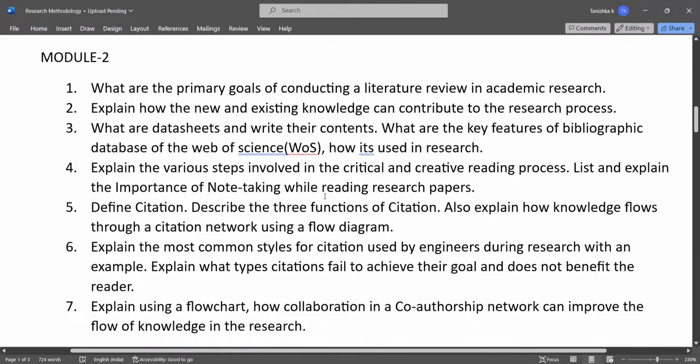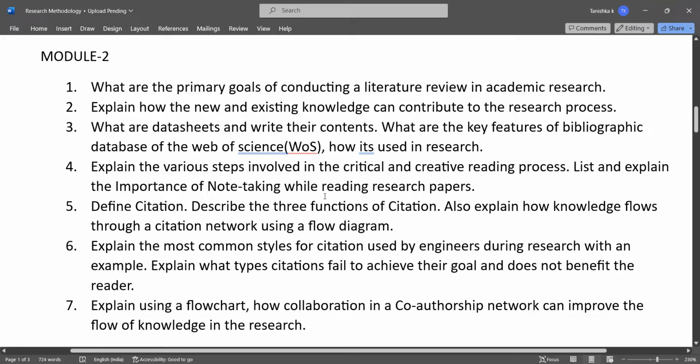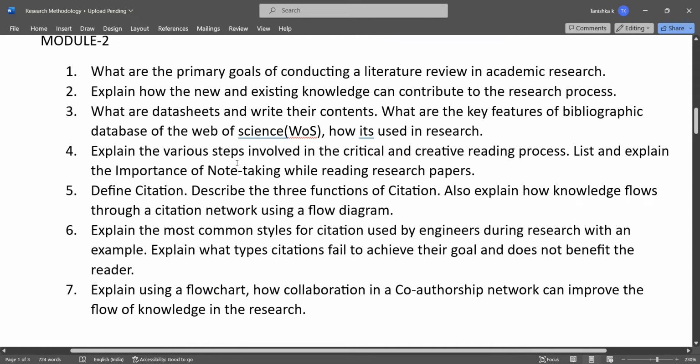So in module 2, these are the important questions. That is the primary goals of conducting literature survey, then new and existing knowledge and contribute to the research process, then data sheets, then regarding various steps involved in critical and creative reading process, then about citation is also important, then most common styles for citation used by engineers, then what type of citation fails to achieve their goals, then using a flowchart explain the co-authorship network. So here also there are 7 questions, so out of 7 you can study any 5 questions.